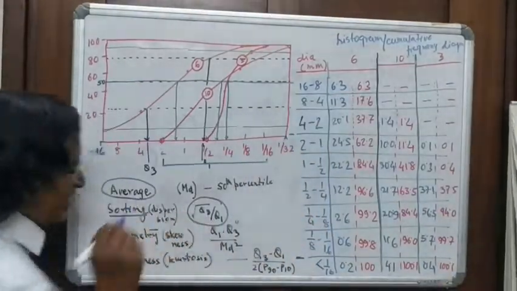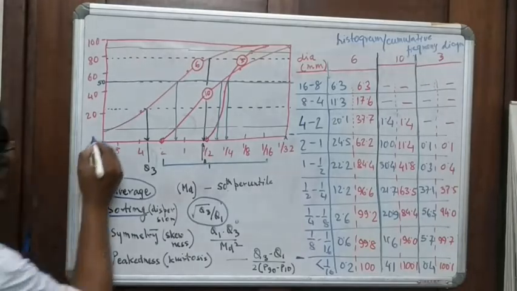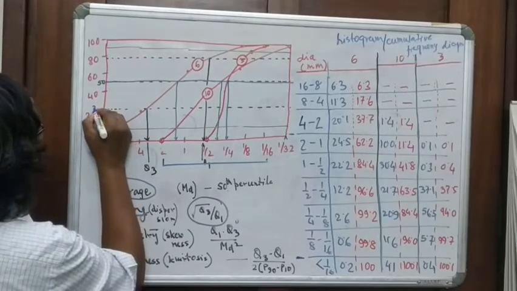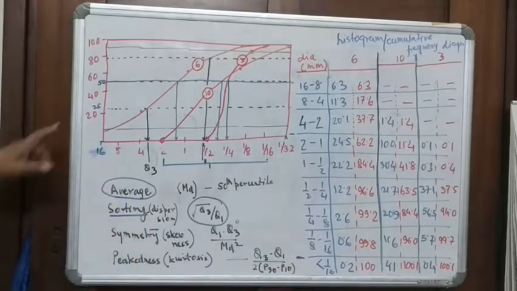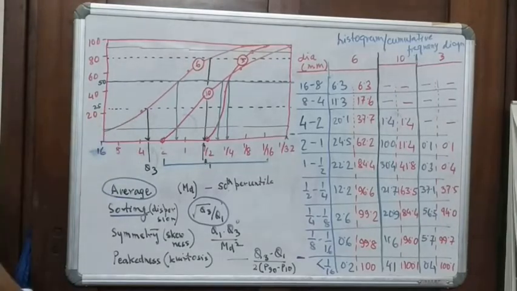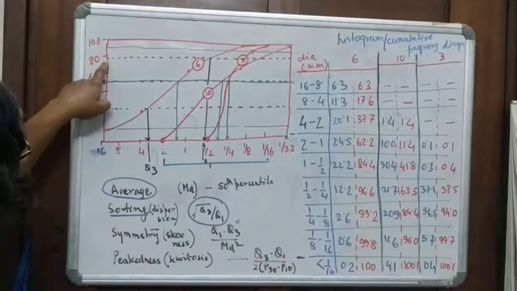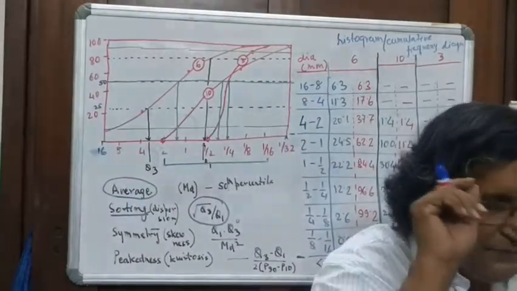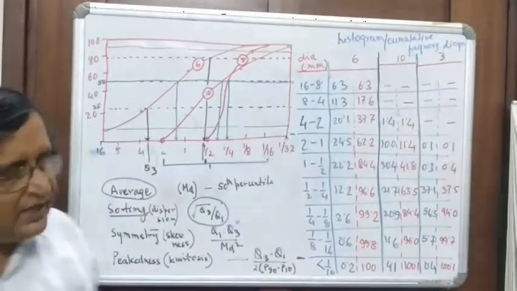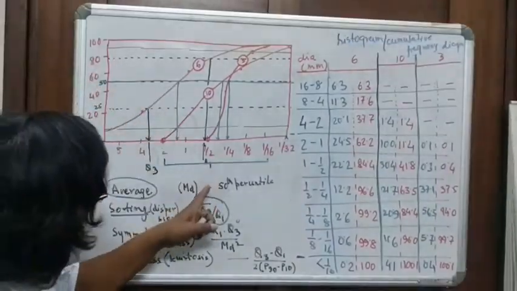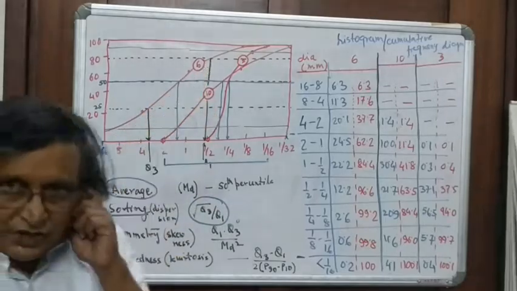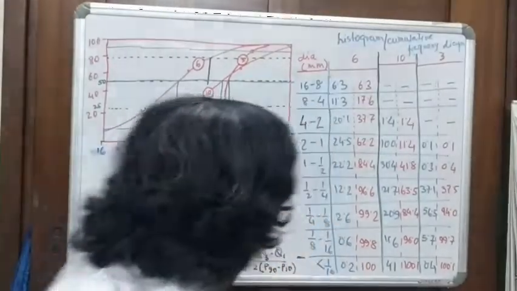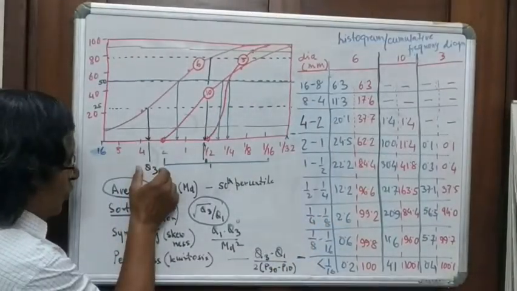What is sorting? It is Q3 by Q1. Now you see what is Q3. Q3 is the 25th percentile. Do you see? And Q1 is the 75th percentile. 75th percentile is Q1 and 25th percentile is Q3. That means Q3 is coarser than Q1.